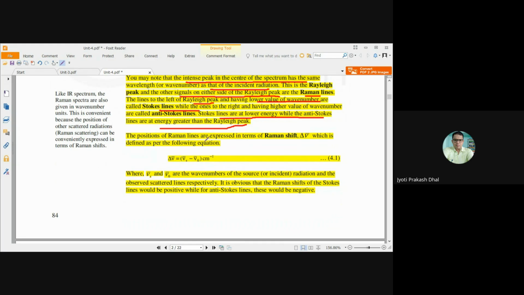The position of the Raman lines is expressed in terms of the Raman shift, that is del nu bar, which is defined as follows: del nu bar equals nu bar of the scattered radiation minus nu bar of the incident radiation. If there is a difference between the wave number of the incident radiation and the scattered radiation, then that will show the Raman effect. Otherwise, the wave number of the incident radiation will be the same as that of the scattered radiation, and that is called the Rayleigh peak.